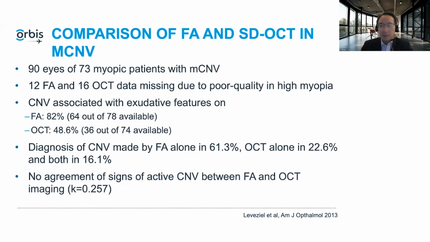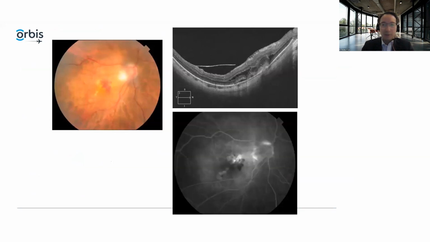People have done a study comparing the use of FA or OCT, and they found that diagnosis of CNV alone can be made with FA in about 61%, with OCT alone about 22%, with both in 16%. And there was no sign of agreement between active CNV, between FA and OCT imaging. So the FA and OCT really do complement each other.